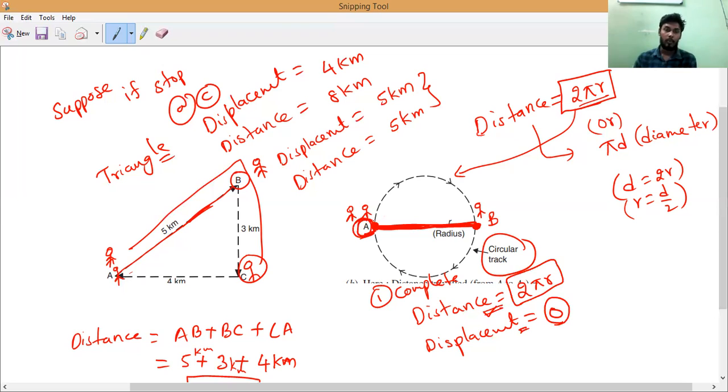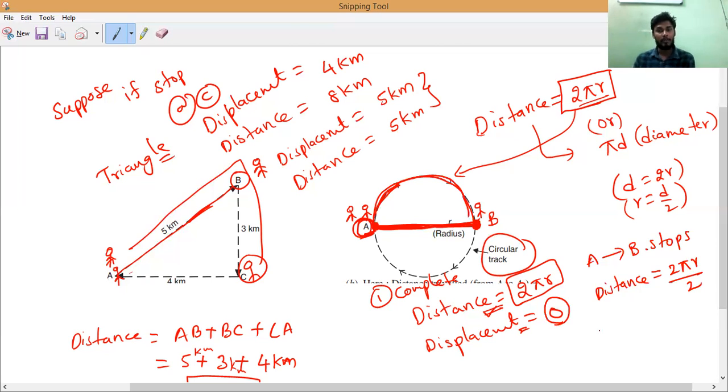Now, for example, he made only half rotation. Till here he stopped. He started at point A and stopped at point B. Then what is the distance? Distance is equal to 2 pi r by 2. Half, correct, guys? Only half the distance he traveled. Yes, sir.